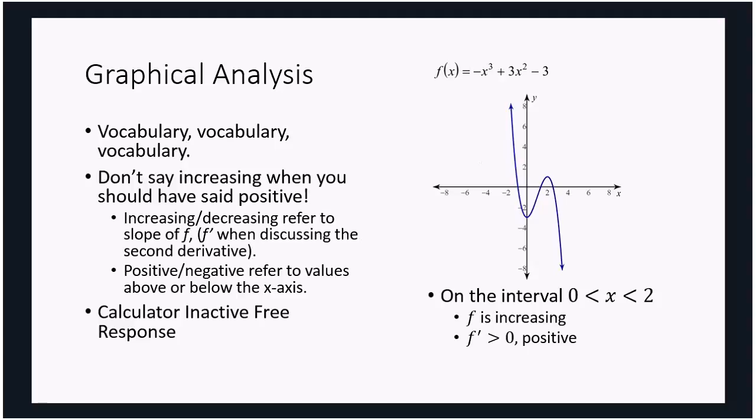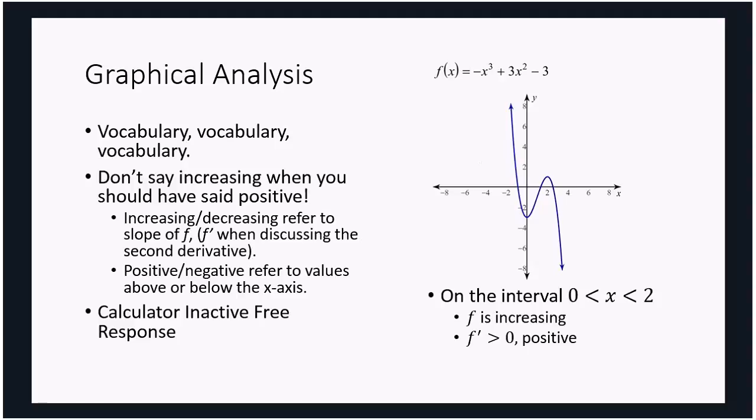So we have graphical analysis, as I've mentioned several times, and vocabulary. We don't want scholars to say that a function is increasing when they really should have said the word positive. If they mix up this language on the AP Calculus exam, they will earn no credit for their justification. So looking at this graph to the side, on the interval from 0 to 2, f is increasing, f prime is positive. Do you see the difference in the vocabulary?